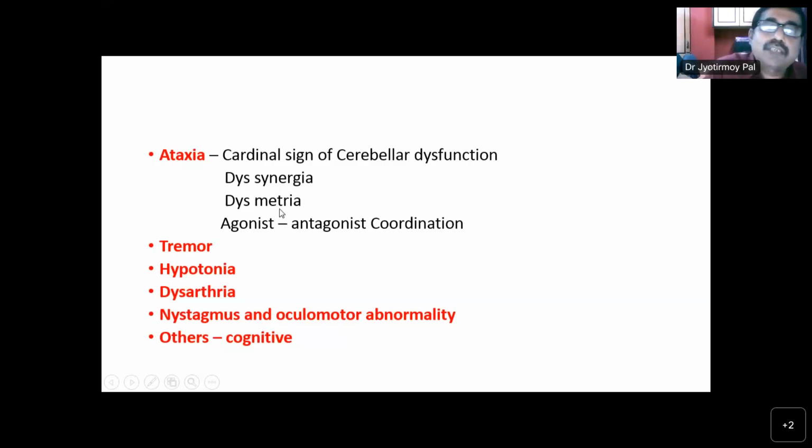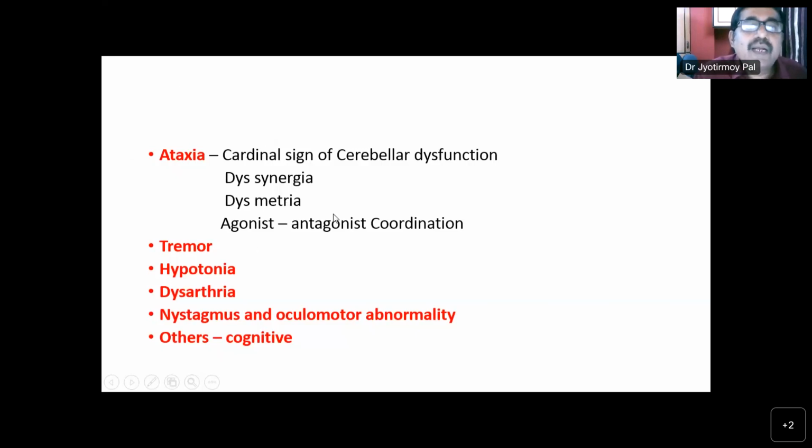Dysmetria: I want to touch mobile number 9. I will accurately touch the number 9, not the 8 or 7. This accuracy is maintained by the cerebellum. The disorder is called dysmetria, along with agonist-antagonist incoordination. So I want to pick up a glass, but I cannot. I can proceed my arm or hand appropriately up to the glass, not beyond that. This is controlled by the reciprocal innervation of the agonist and antagonist. Again, this is controlled by the cerebellum.